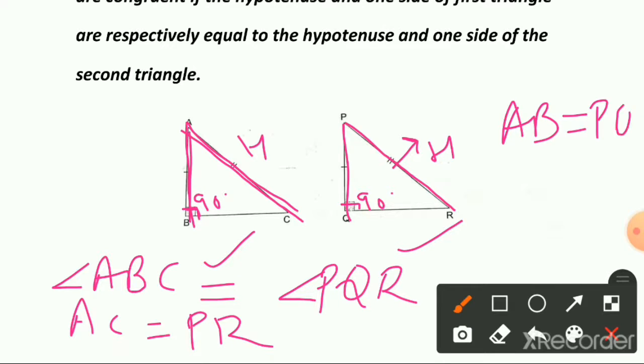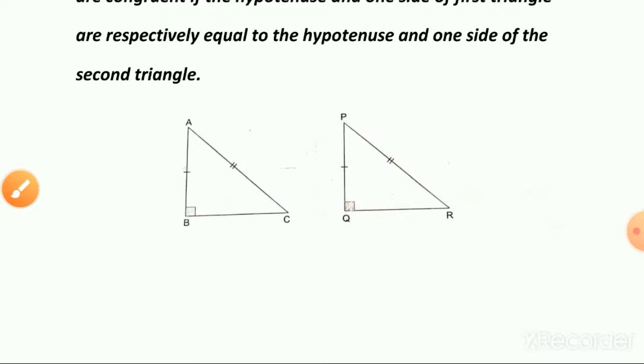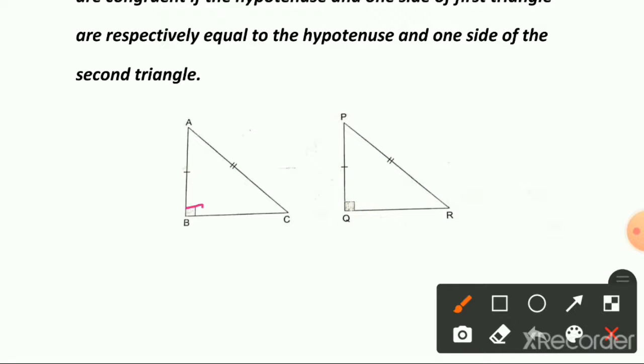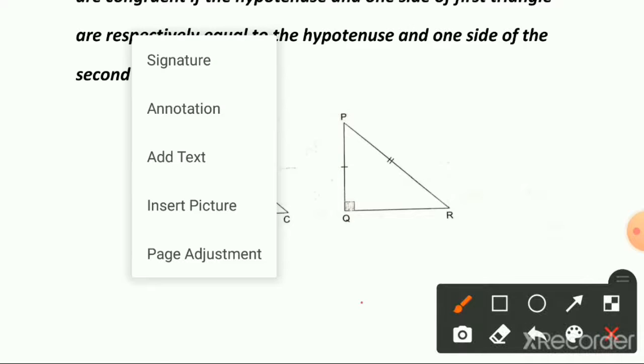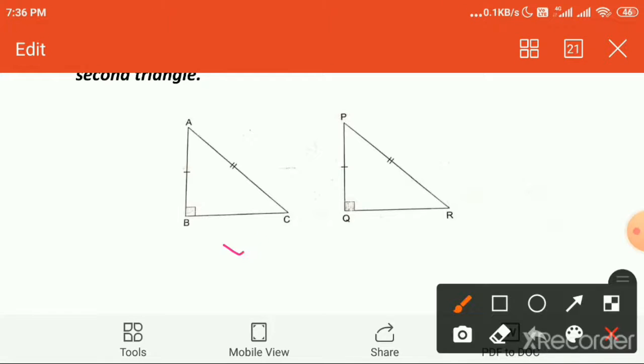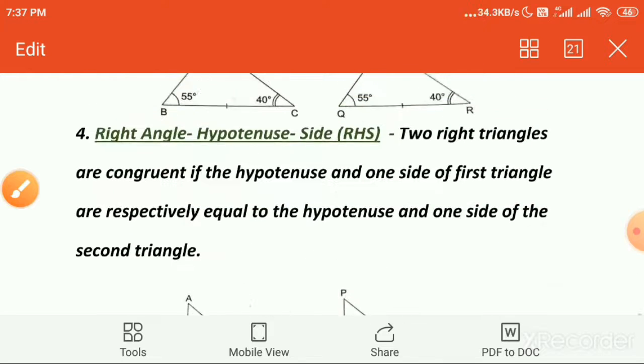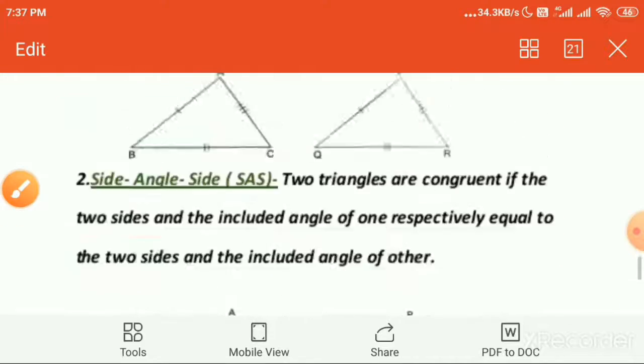So three parts are equal. So these triangles are congruent because of one 90 degree angle, hypotenuse and side. So this is a right angle, so our condition of RHS is true. So these two triangles are congruent, and the reason behind it is the RHS rule. There are certain rules for triangles to be congruent, and these are the four conditions which we have studied.